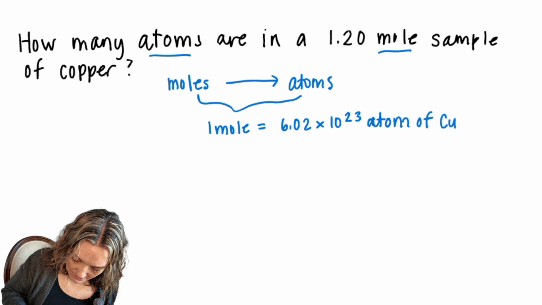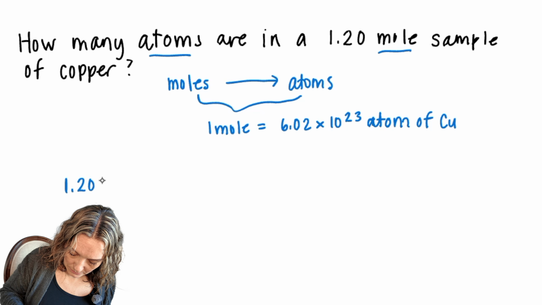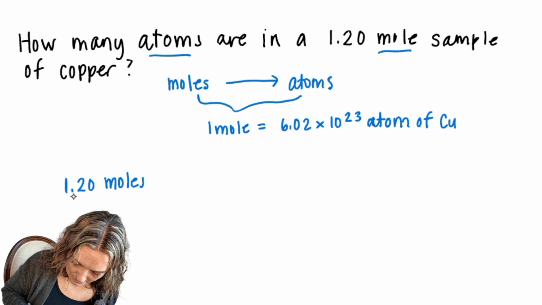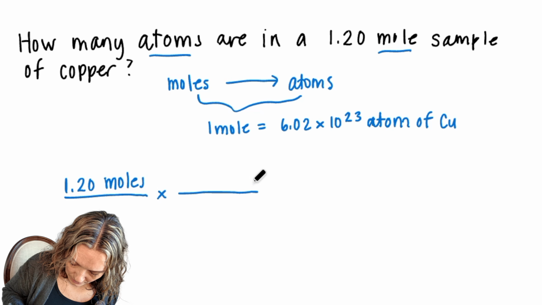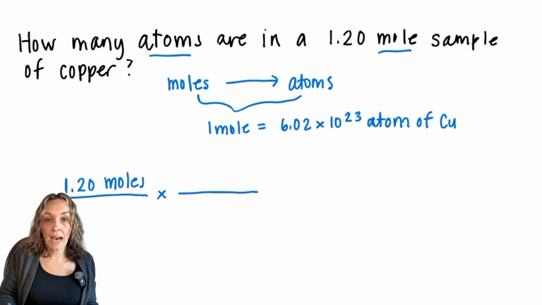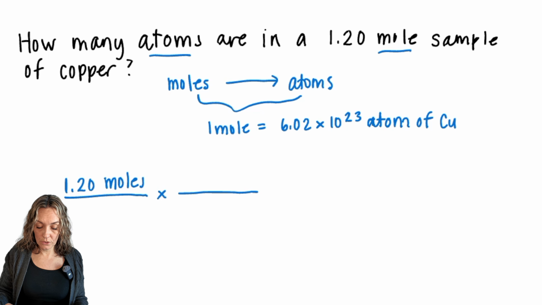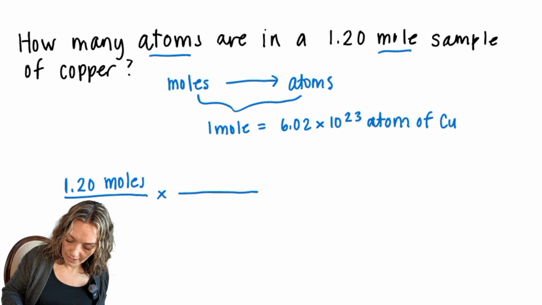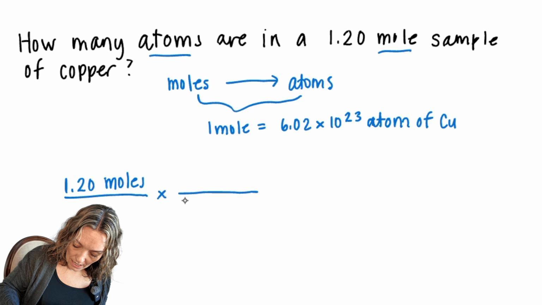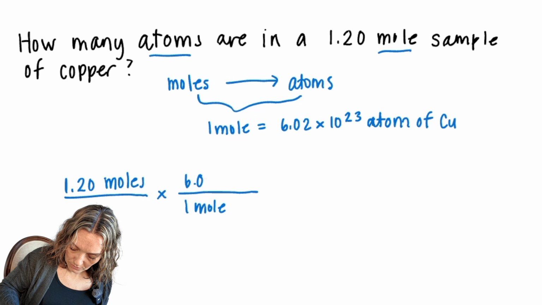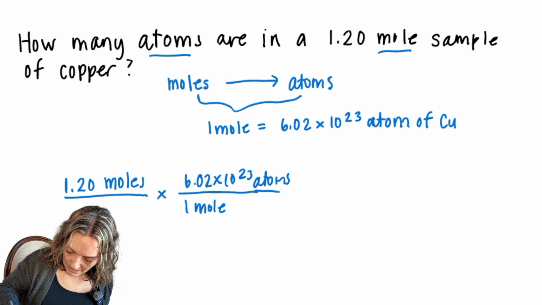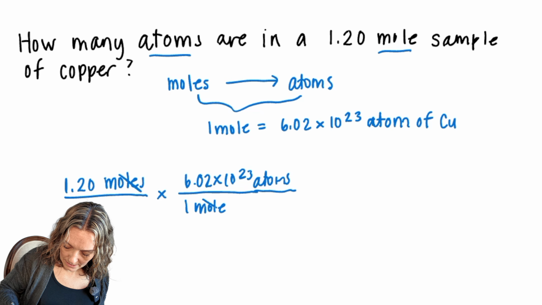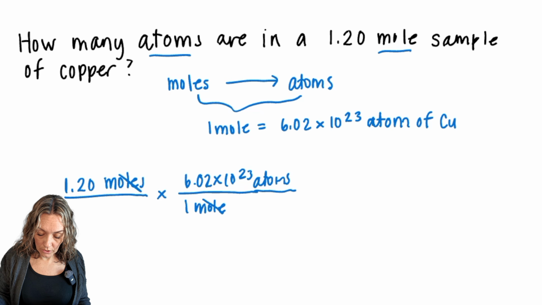We're going to start with the number that's given in the problem, 1.20, and we're going to make sure to write the unit. By writing the unit, that's going to help me know what goes where in the next step. The top and the bottom of my fractions have to be equal to one another. So these values right here are equal amounts. I'm going to choose to put 1 mole on the bottom and 6.02 times 10 to the 23rd atoms on the top. The moles then cancel out with the moles. The only unit remaining is atoms, which is what the problem asked me for.